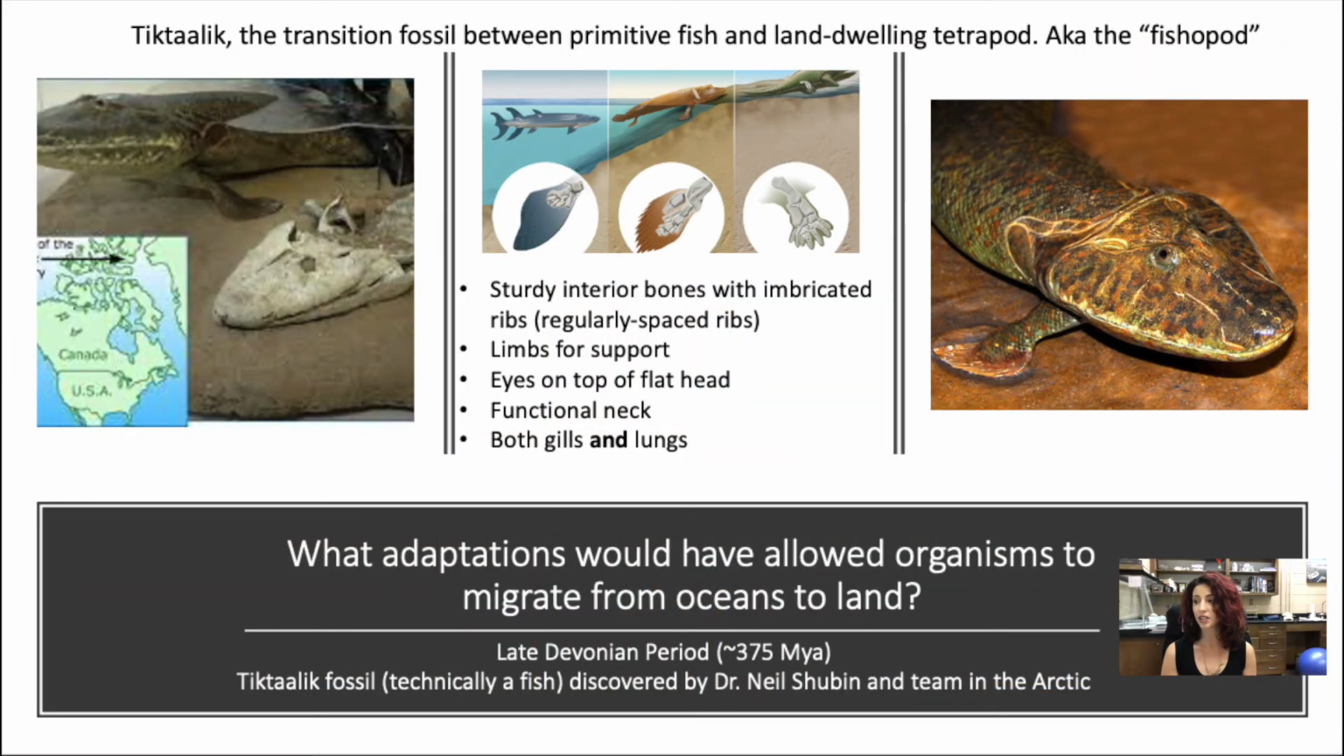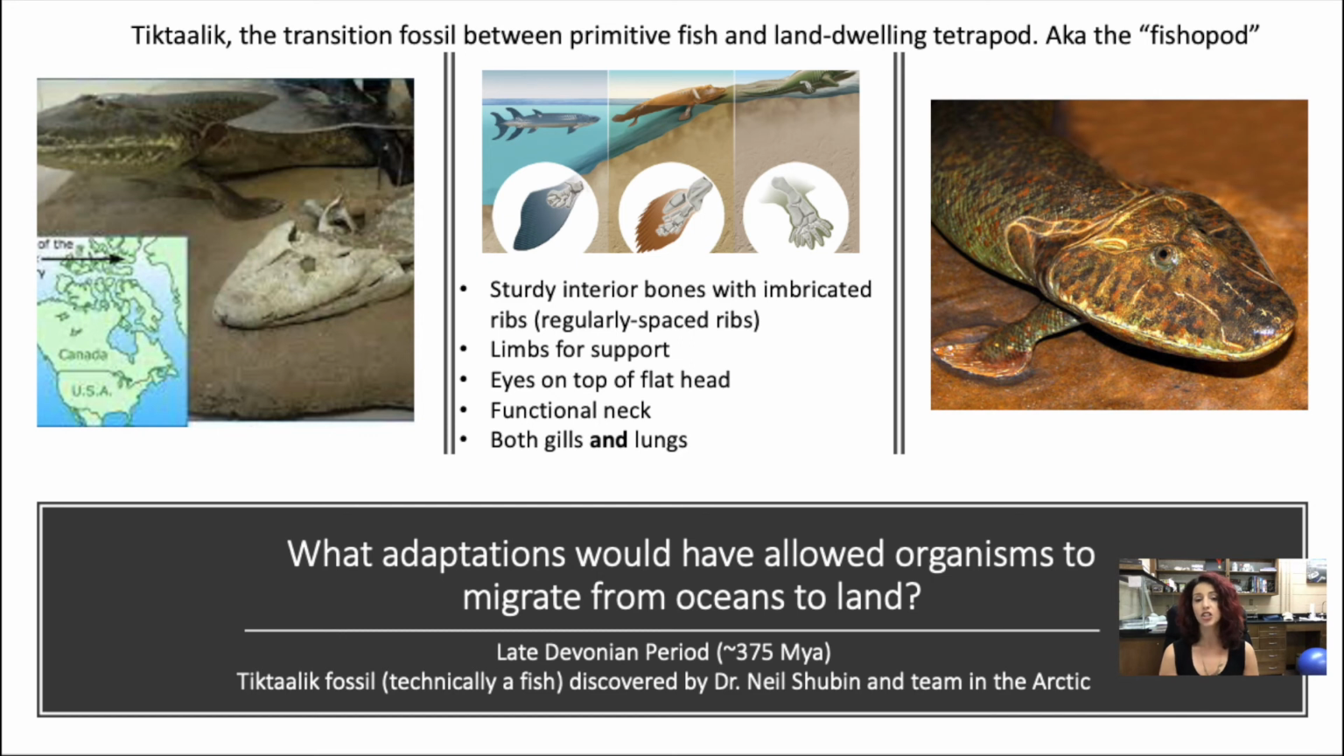It has eyes on the top of its flat head, and it has a true functional neck. Primitive fishes do not have a neck, and so seeing this type of morphology in the head area is a key way to know that it's a transition from a primitive fish to a true tetrapod. Most interestingly, this organism also has both gills and lungs. So it could survive and perhaps had a bimodal type of lifestyle in the water and on land as well.